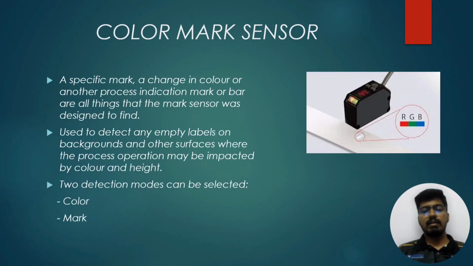followed by the color mark sensor. A specific mark, a change in color or another process indication mark or bar are all things that the mark sensor was designed to find. It is used to detect any empty labels on backgrounds or other surfaces where the process operation may be impacted by color and height. Two detection modes can be selected, which are color and mark. These types of color mark sensors are used to detect the end of the packaging to count the number of packagings in the production line.